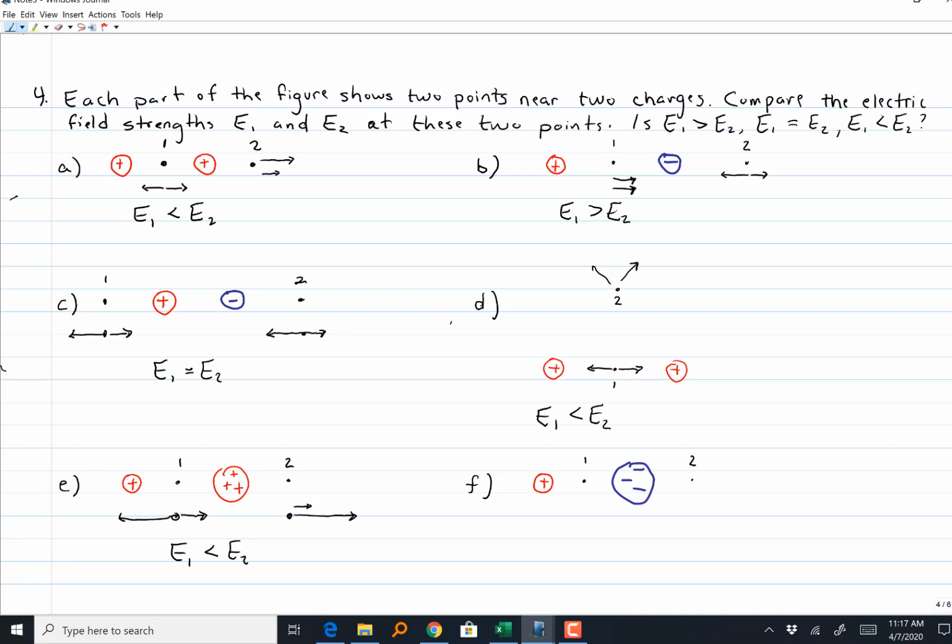And then last, we're looking at the same situation, except we've swapped the 3 positive charges for 3 negative charges. So I'm going to have a little bit pointing from the positive charge, and then a lot from the negative charge at point 1, so those two are adding together. At point 2, I'm going to have a lot from the negative charge pointing to the left, and then a little bit from the positive charge pointing to the right, which is going to cancel out, and so E1 will be greater than E2.